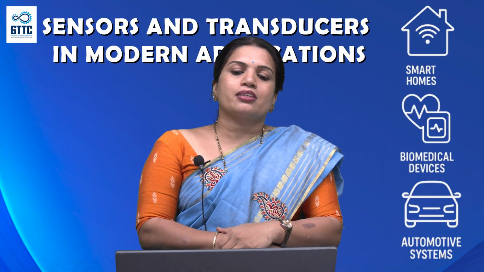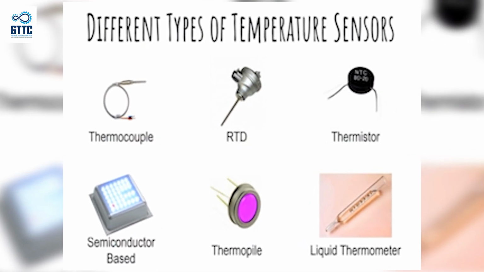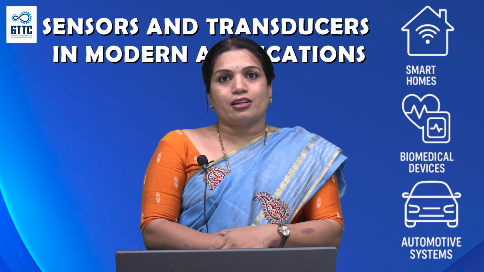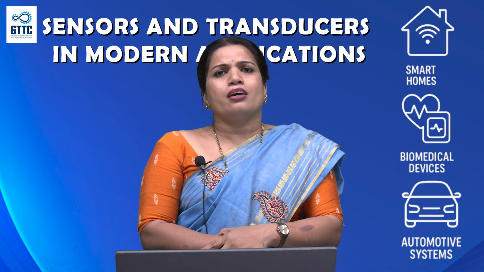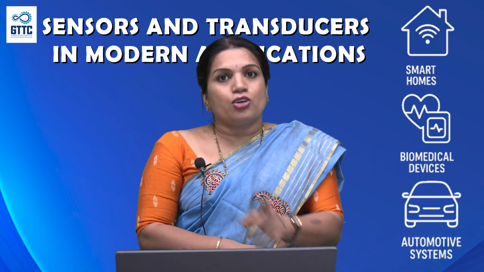The third type of sensor, RTD. RTD stands for resistance temperature detector. This is also a similar type of sensor, but it gives high accuracy. Wherever we need high accuracy in temperature detection, we go for this RTD.